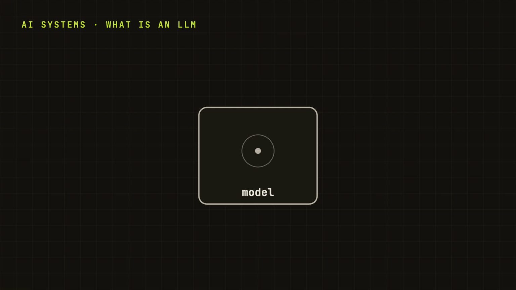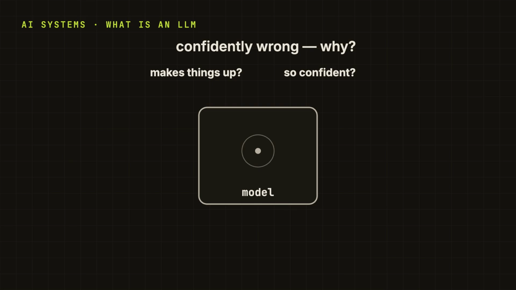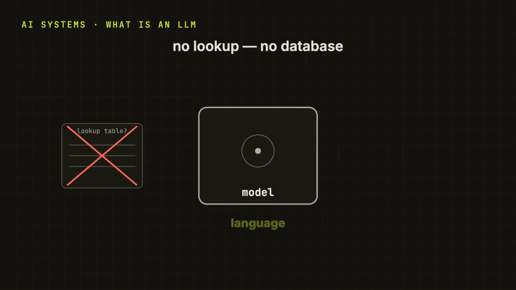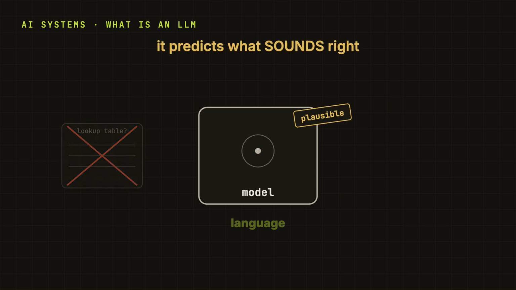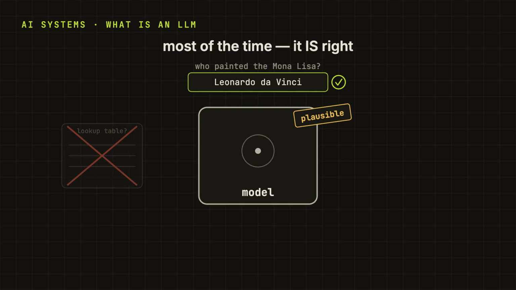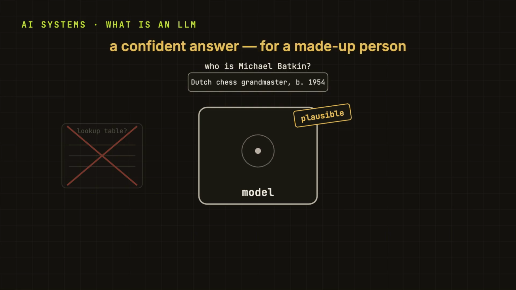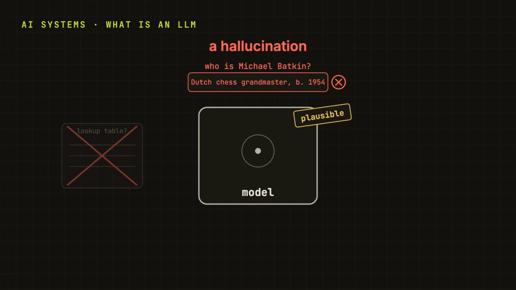Now, this it just predicts the next word thing actually explains something people find genuinely confusing. Why does it sometimes just make things up? And worse, why does it sound so confident while doing it? Here is why. And it goes right back to that word language. The model isn't looking anything up. Remember, there is no table of facts in there, no database, no little search happening. It's predicting what text is plausible, what sounds right, based on all the language it learned. And most of the time, what sounds right is right, but not always. So, ask it about, let's say, a person who doesn't exist. It won't stop and say, I don't know. It will just predict a confident, plausible sounding answer, a little biography, and every word of it can be invented. That's a hallucination. It's not lying, and it's not broken.